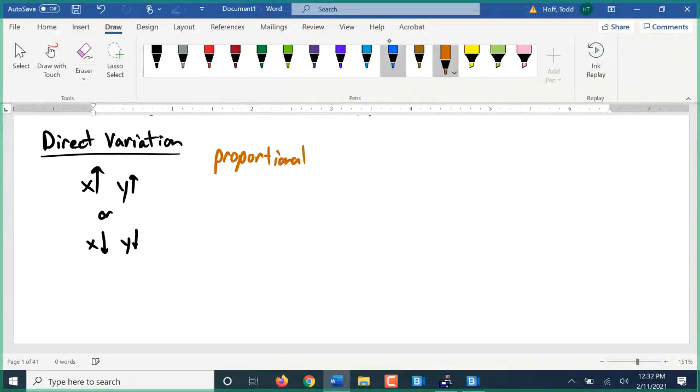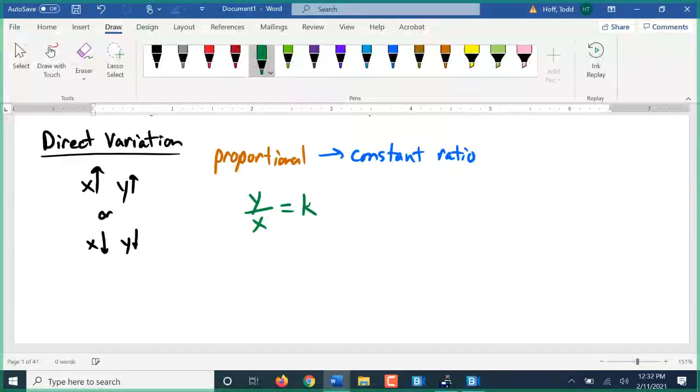Now, the term proportional means it is a constant ratio. So, in other words, the ratio of y divided by x equals a constant. I'll use k for the constant because we use c for so many other things. Now, a little bit more useful way of writing it, an alternative way, is to write it as y equals a constant times x. That's very useful in a lot of different situations.